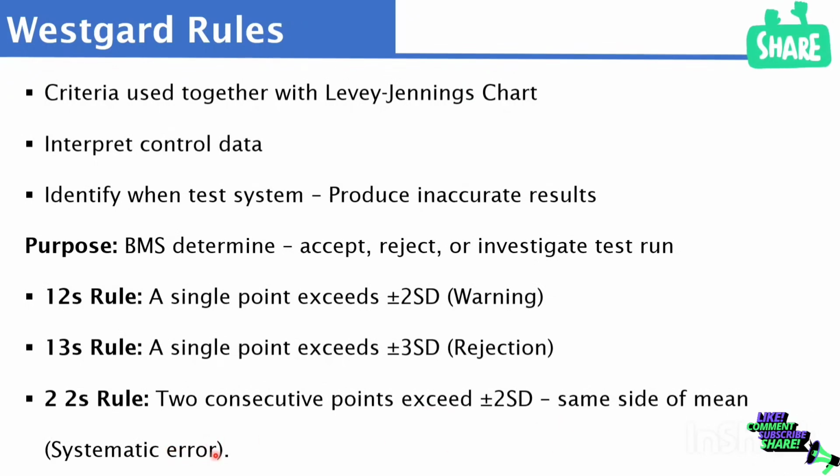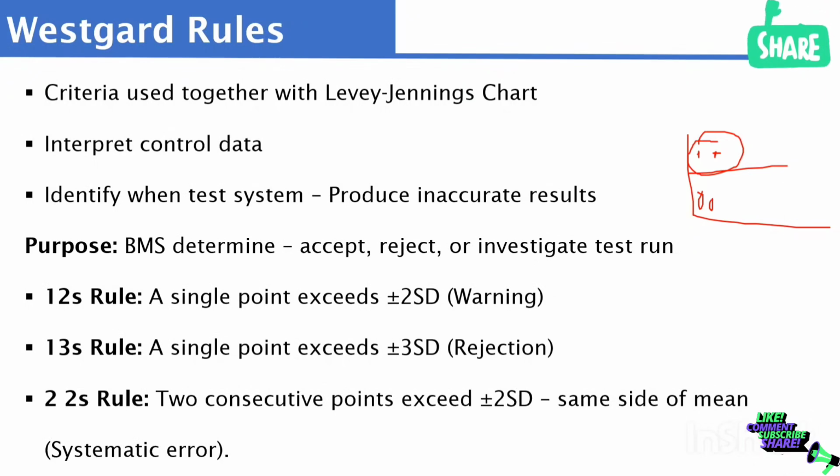Most times it's likely to be what? A systematic error. And this applies, of course, when it is on the same side of the mean. Let me draw this again, because I want us to understand this. So this is the mean. Let's say I'm getting a result here, and I got a result again here. They are on the same side, and these two exceed 2 standard deviations. That is the 2,2S rule. It can also happen on the negative side. Maybe you have it here. They are still on the same side, and they exceed 2S. That is the 2,2S rule.